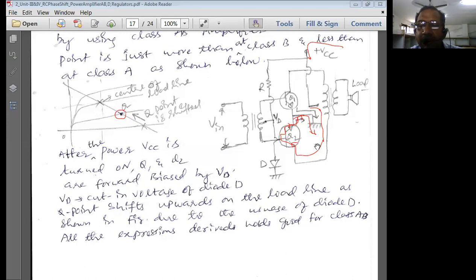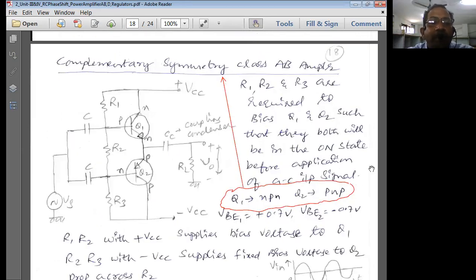Now, the same class AB power amplifier we can draw in a complementary symmetry fashion. If you draw this in a complementary symmetry fashion, how can we draw? Complementary symmetry means look into the transistor types. The two transistors should be complements to each other. That means Q1, if it is an NPN transistor, Q2 has to be a PNP type of transistor. Here the PNP should be common emitter and the NPN is also going to be common emitter. Therefore, I am going to connect a common emitter type of configuration here.